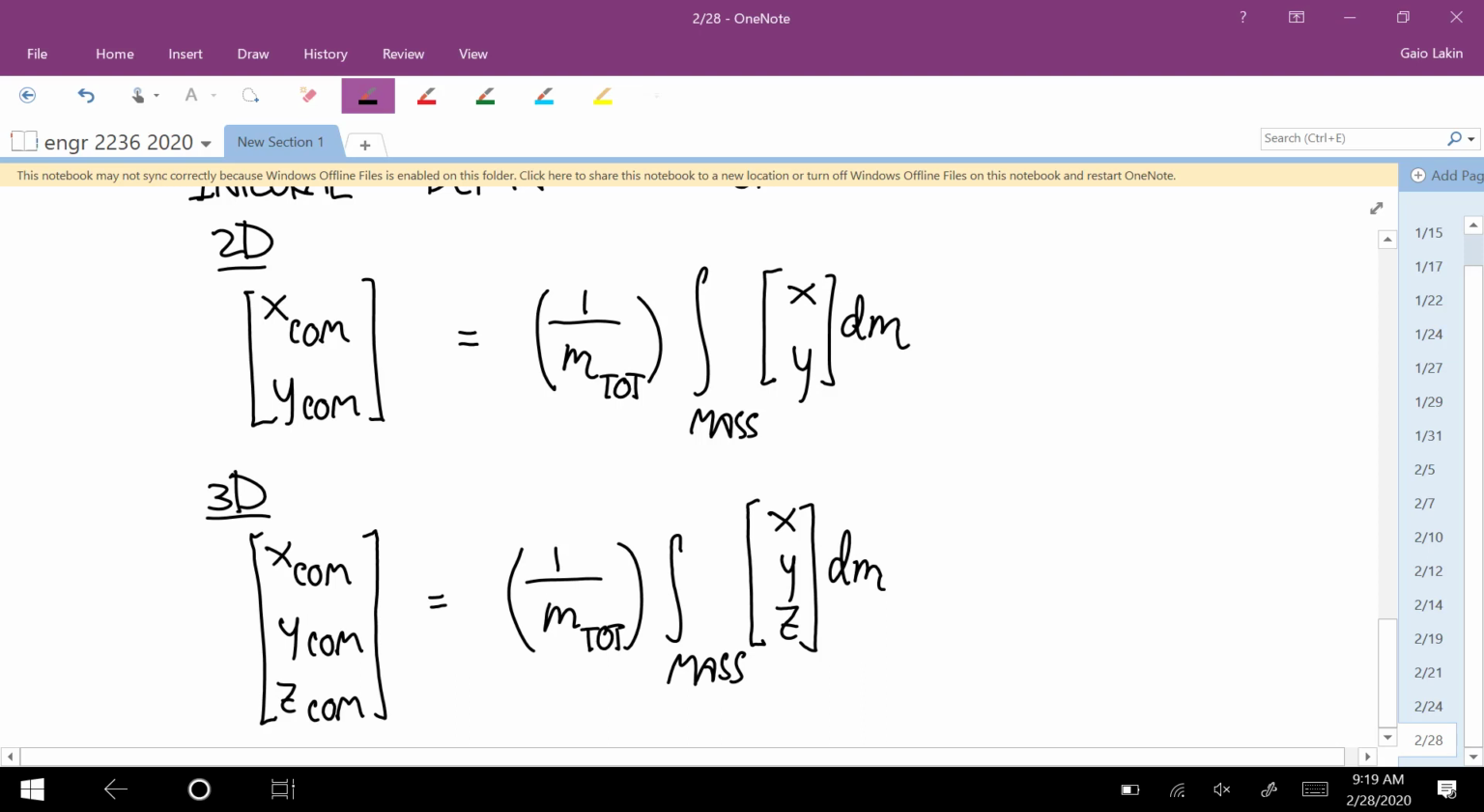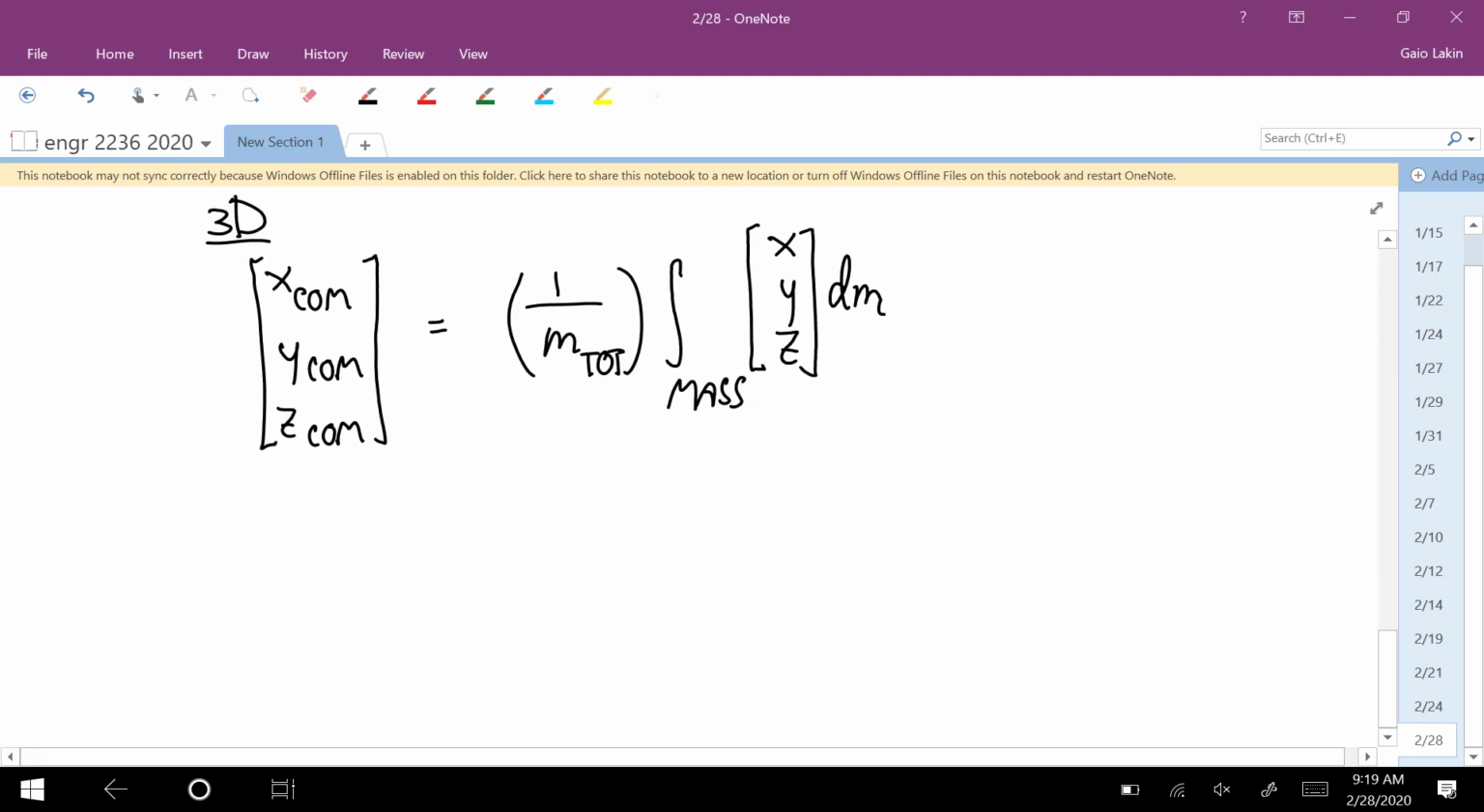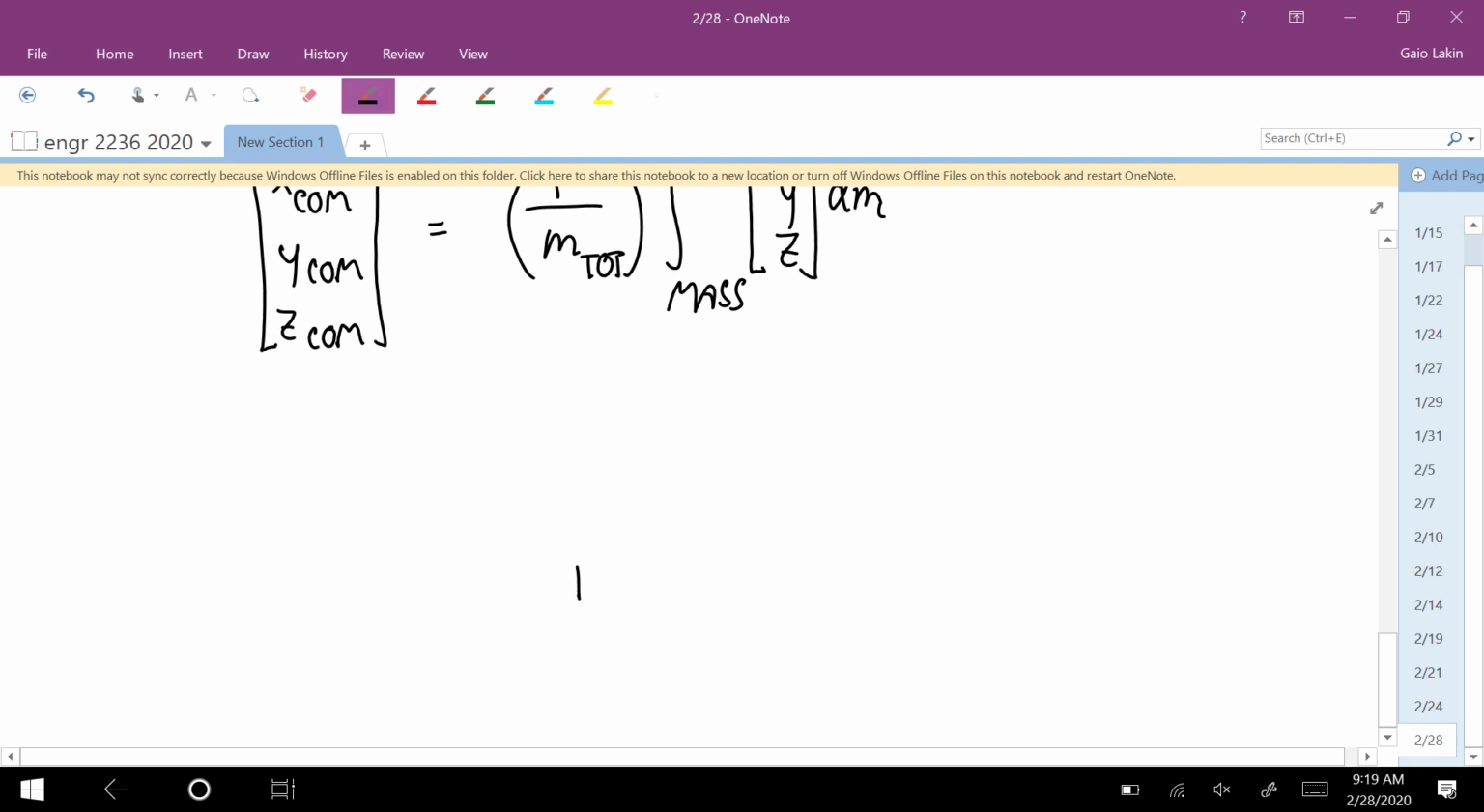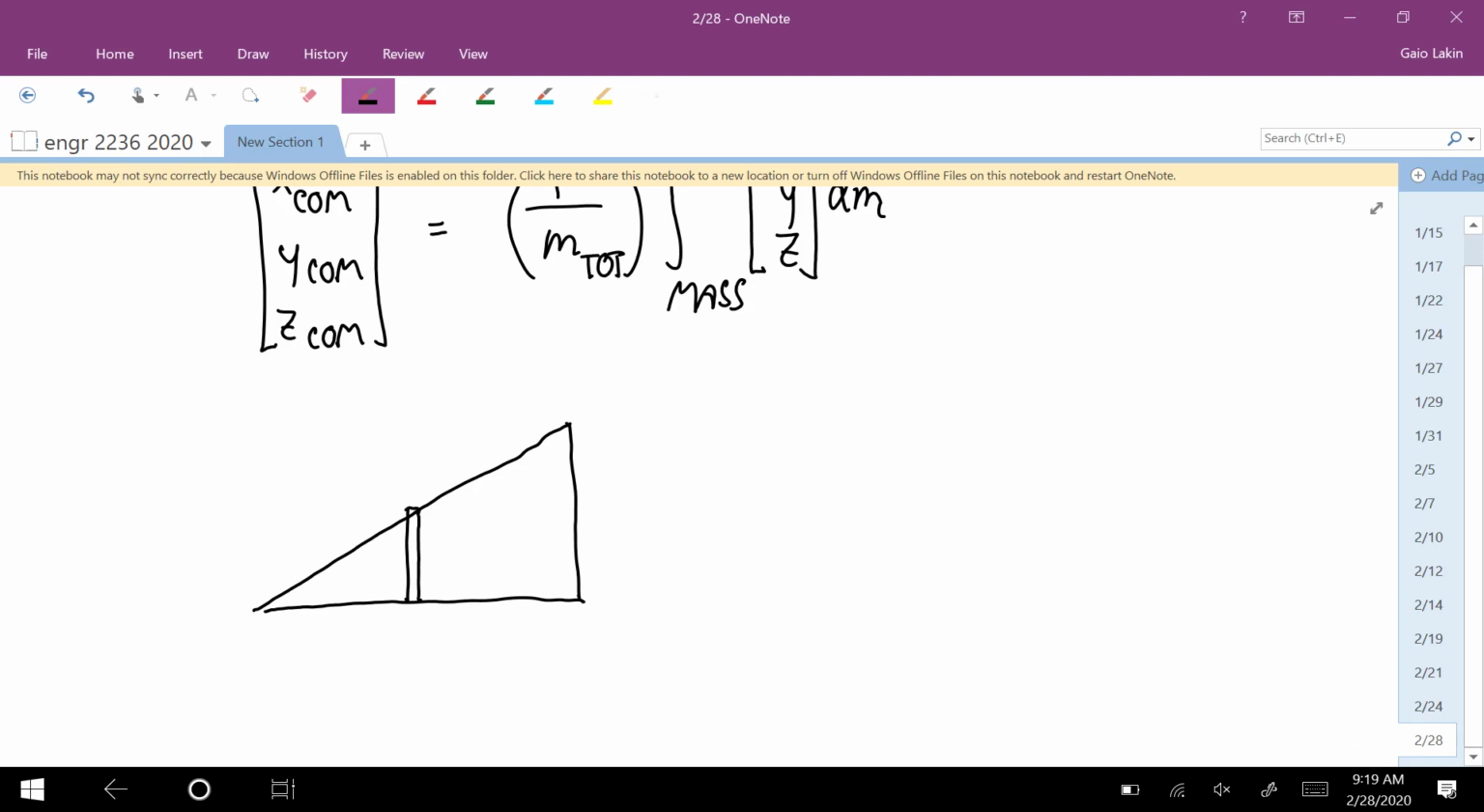The boundaries of the integral, if you think of it as a definite integral, are going over the whole body. So for example, in 2D, if you're trying to figure out the centroid of a right triangle, you break it up into little slivers. This infinitesimal sliver has some infinitesimal mass. And then you go through just the definition of the integral derivation.